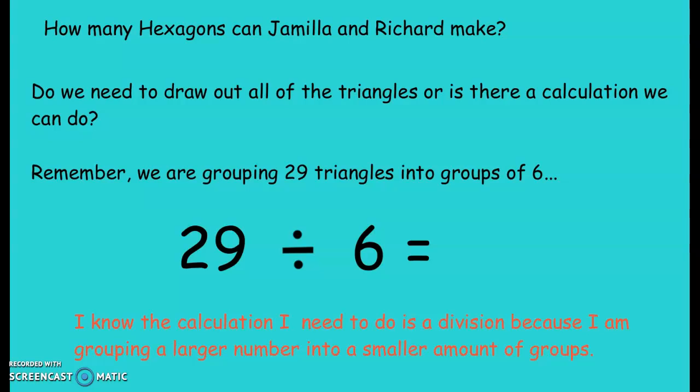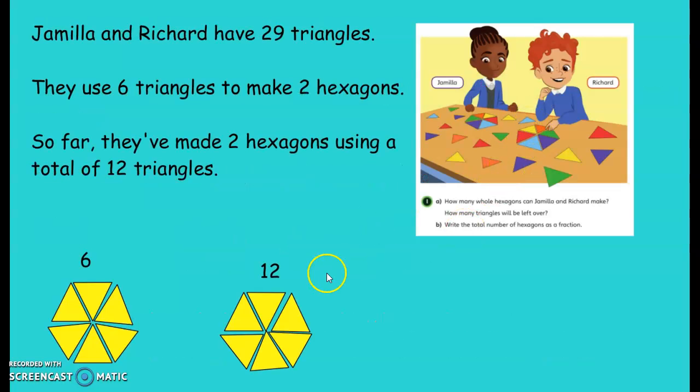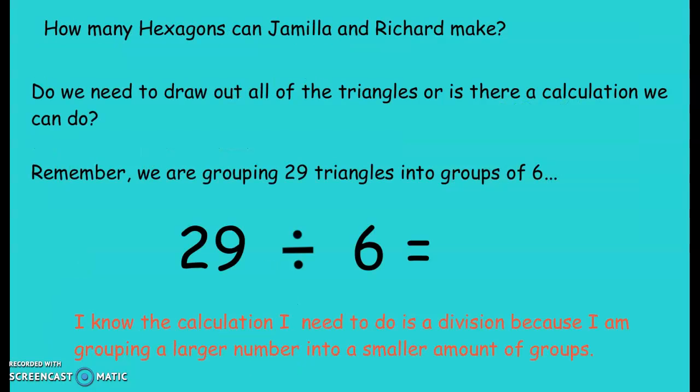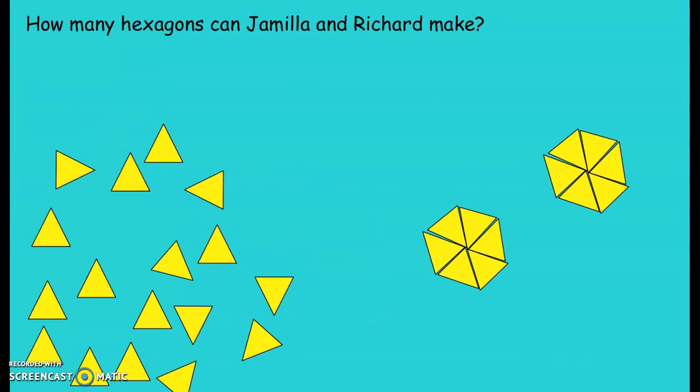So we needed to do a division. We've got 29 triangles. We're grouping them into groups of 6. It just so happens that that group of 6 makes a hexagon. So we're taking a larger number and we're putting it into groups of a smaller number. We're doing a division. So we've got 29 triangles and we're sharing them into groups of 6. I know the calculation I need to do is the division because I'm grouping a larger number into a smaller amount of groups. Here are our hexagons then.